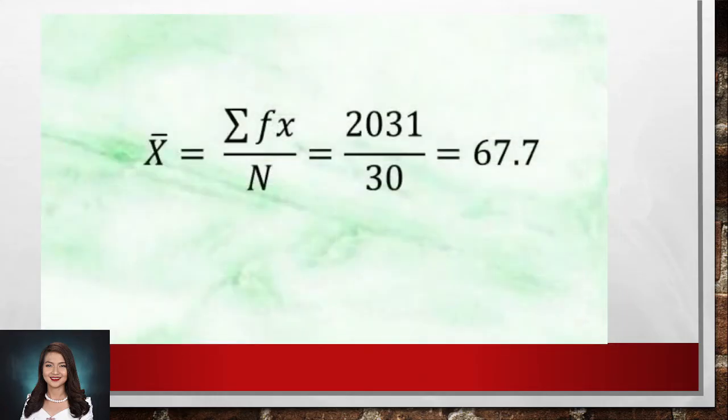Using the formula of mean, we get 2031 divided by 30. Our mean here is 67.7. So it means the mean performance is 67.7. Those students who get scores below 67.7 did not perform well in the SAT examination, while the students who get scores above 67.7 perform well.